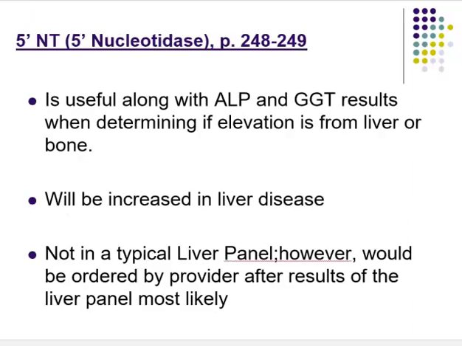The last enzyme we're going to learn about is 5-NT, or 5-nucleotidase. It is useful along with ALP and GGT results when trying to determine if elevation is from the liver or the bone. It will be increased in liver disease. This enzyme is not typically in your liver panel. However, the provider can order it after results of the liver panel are completed if necessary.